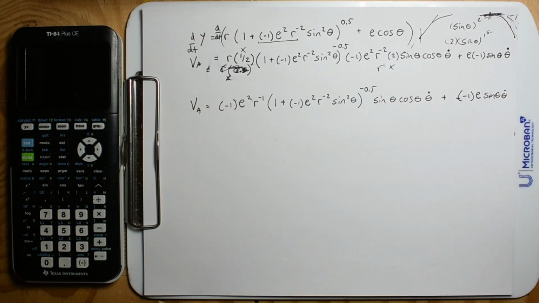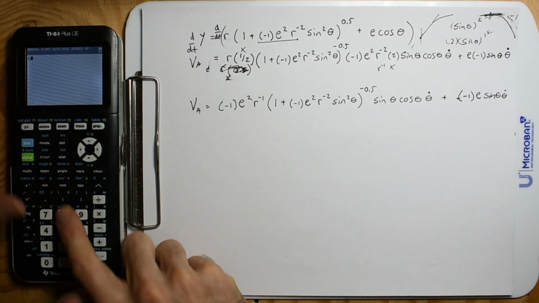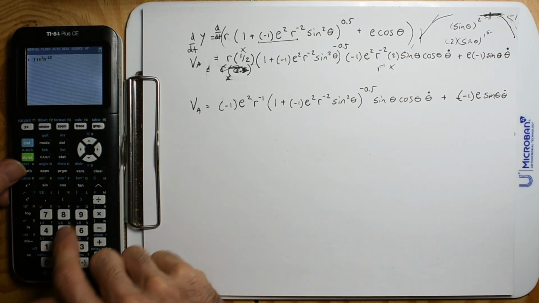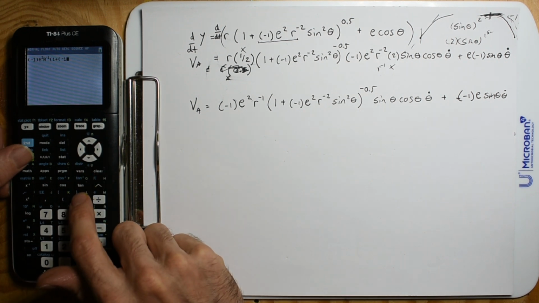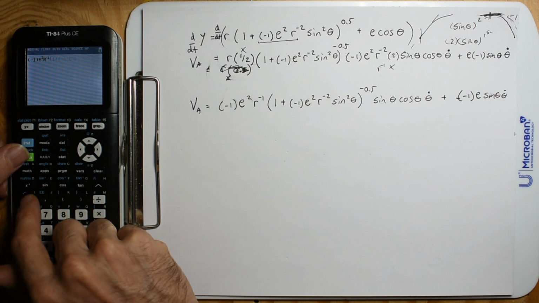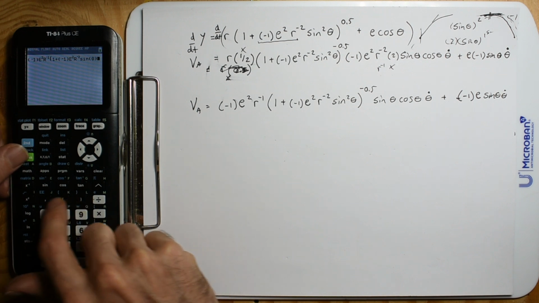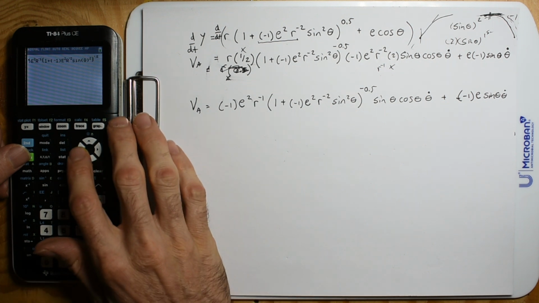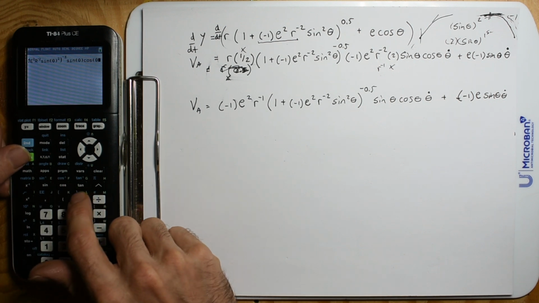Alright, booyah. So moment of truth, let's throw this into our calculator. So we got bracket -1 alpha e squared alpha r to the -1. Looking good so far. 1 plus -1 alpha e squared alpha r to the -2 sine theta squared. Alright, so all that is going to be to the -0.5. You know what I mean? So cool. Sine theta, cosine theta.